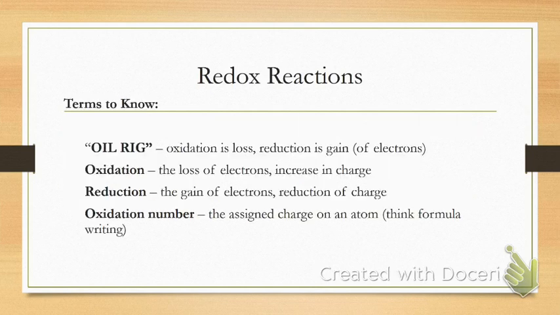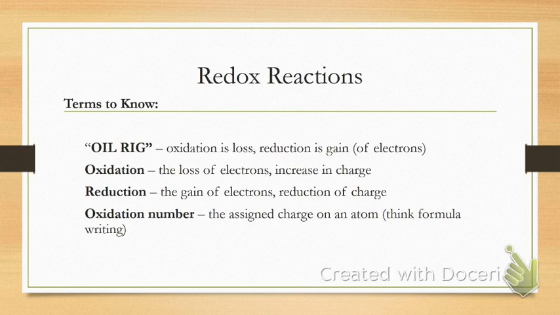OIL RIG stands for oxidation is loss, reduction is gain. We're talking about the electrons. So the species that is losing the electrons is oxidized, and its charge will increase. Okay, and the reason its charge increases is because it's losing electrons, which are negative. So its charge gets more positive. And in reduction, they're gaining electrons, so their charge will decrease or be reduced. Okay, because they're gaining things that are negative, so they will get less positive or more negative.